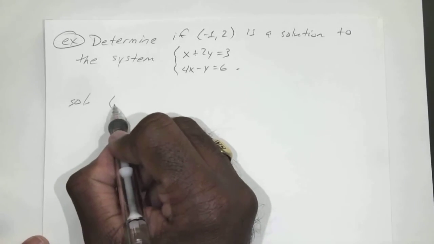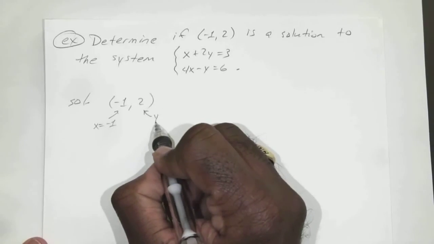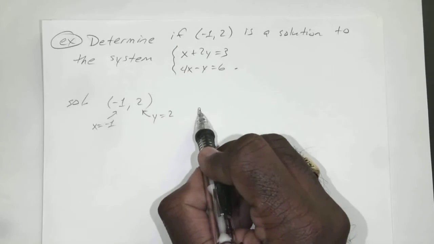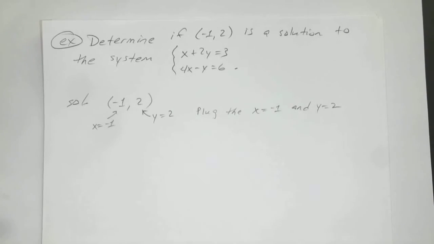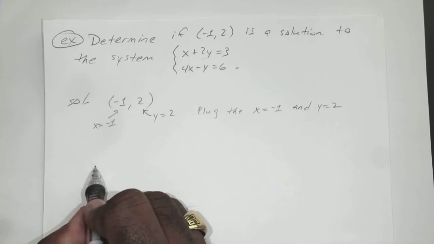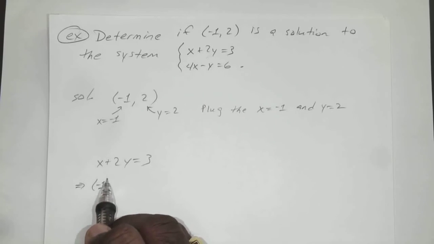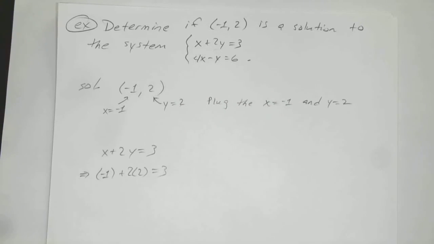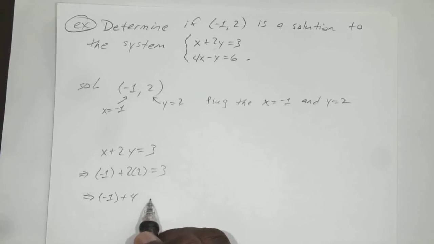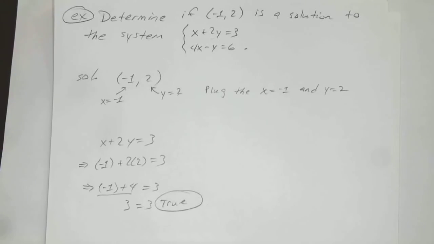For this one, we do the same thing. You have your (-1, 2), and your x is equal to -1 and your y is equal to 2. You just plug them in. If we have x plus 2y equals 3, we have -1 plus 2 times 2 equals 3. So you have -1 plus 4 equals 3, or 3 equals 3, which is true. So it's true for the first one. Now we plug it in and see if it's true for the second one.